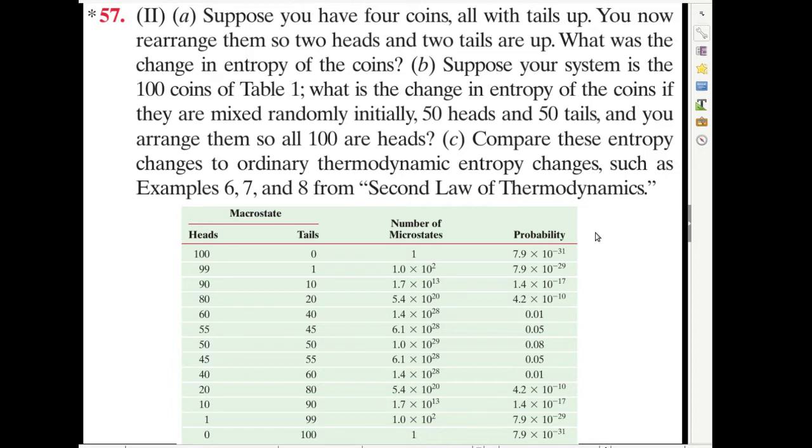And then they're asking something similar for 100 coins, and you need to look up things from a table for this case. And then they're asking, compare these entropy changes to ordinary thermodynamic entropy changes, such as examples 6, 7, and 8 from the second law of thermodynamics. Okay, so let's start with part A.